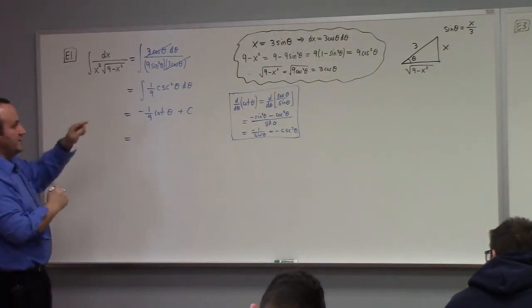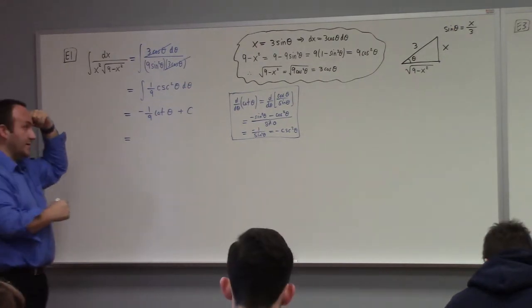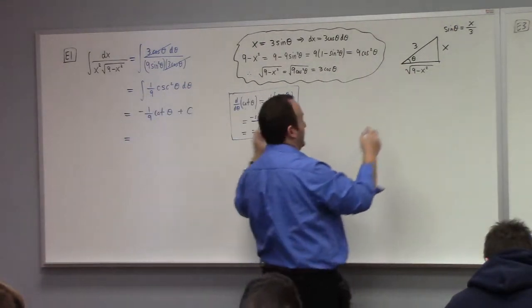And then we should use the triangle, right? We'd like to write our answer as a what? As an algebraic function. So what would that be here? What's cotangent theta?